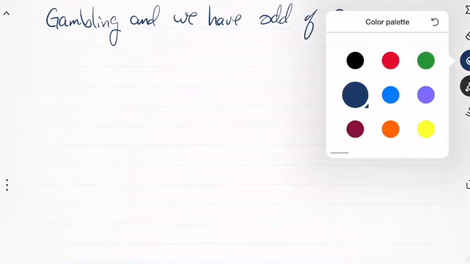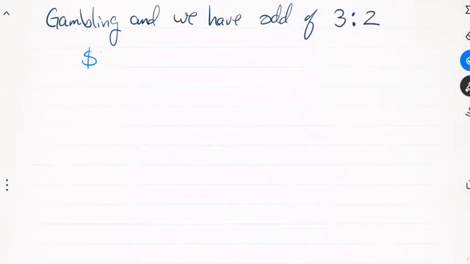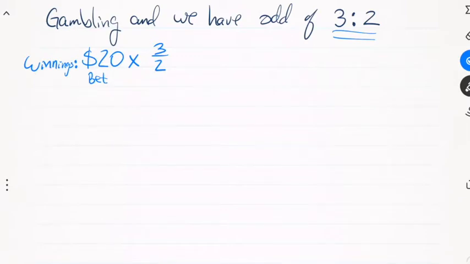So what does this mean? This means if you bet $20, you put $20 down and the dealer sends you an ace and a jack and you have blackjack, how much money are you going to win? Well, to figure out how much you're going to win, just the winnings, your winnings are going to be calculated by taking your bet and multiplying it by the odds. Multiply by 3 over 2. So you change the odds into a fraction. First number goes in the numerator, second number goes in the denominator.